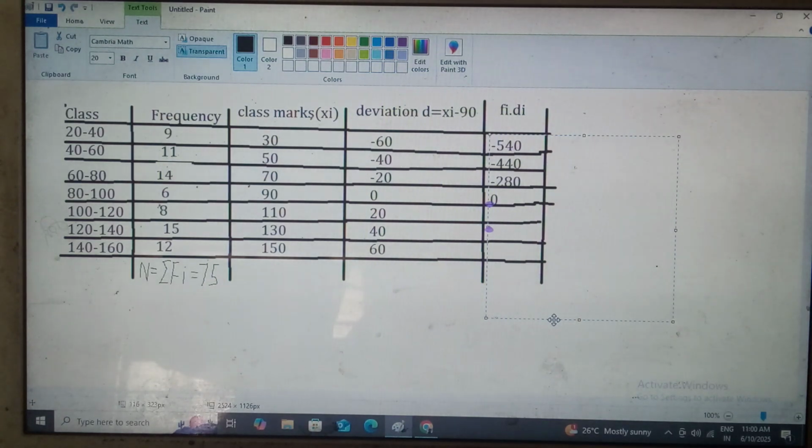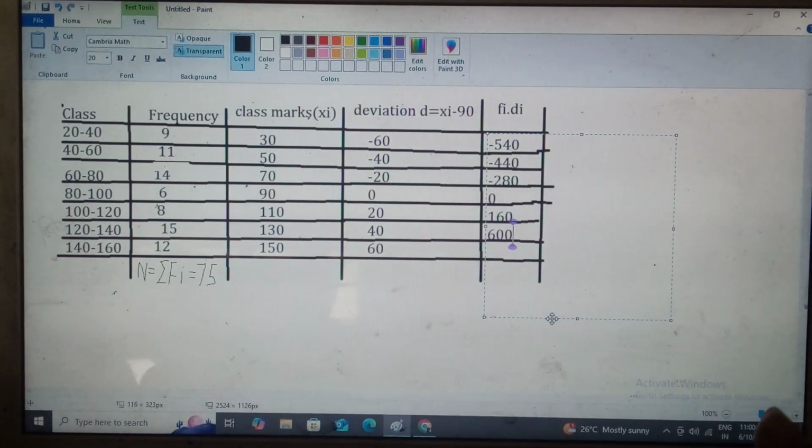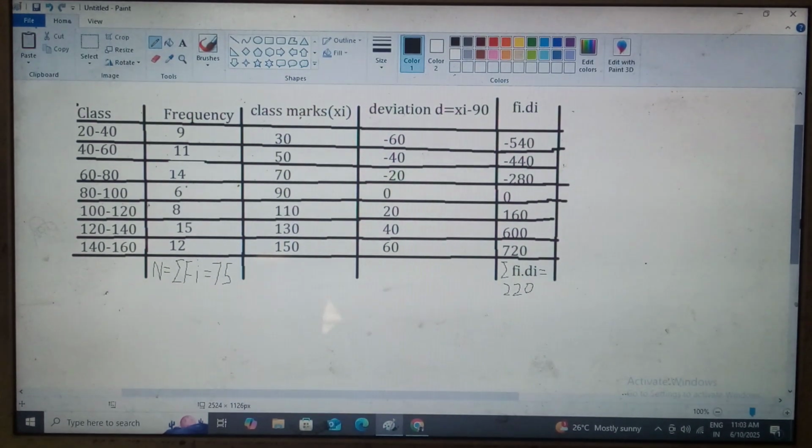Then after that next we have 8 into 20, that will give you 160. Then after that we have 15 multiplied by 40. 15 multiplied by 40 will give you 600. Then after that we have 12 into 60, that will give you 720. Now the summation of f of i into d of i that we get is 220.